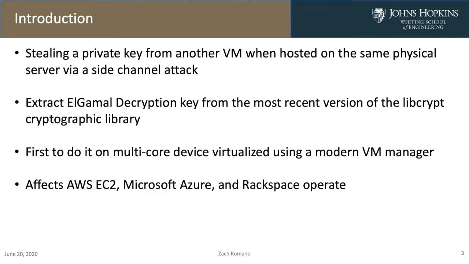And this paper is novel because it was the first to do this on a multi-core device virtualized using a modern VM manager. In particular, this paper focuses on Xen, which is very widely used by a lot of the major cloud providers. So this type of attack would affect AWS, Azure, and Rackspace, so it could be extended to millions and millions of customers.